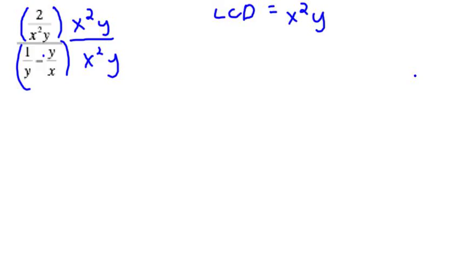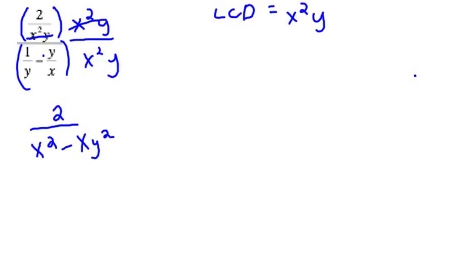So here, this x squared y cancels with this one, and I'm left with 2. Here, y divides into y x squared times, so I have x squared times 1, which is x squared, minus x divides into x squared y x y times, so I have xy times y, which gives me y squared. Okay, much simpler problem now.